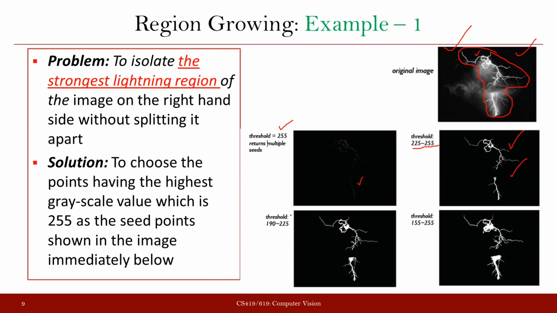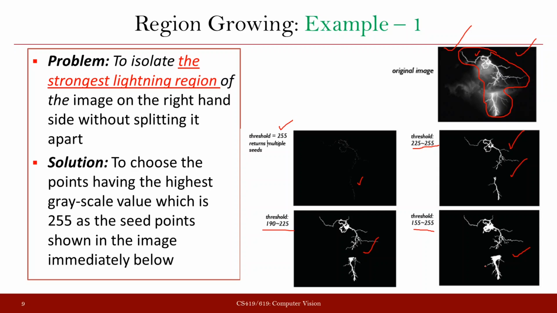Similarly, if you choose a different range, 190 to 225, then you get a different kind of output. Similarly, 155 to 255, you are getting a different kind of output. So depending upon what stopping rule you have used, or what threshold you are putting on the intensity, depending upon that you can get the output.